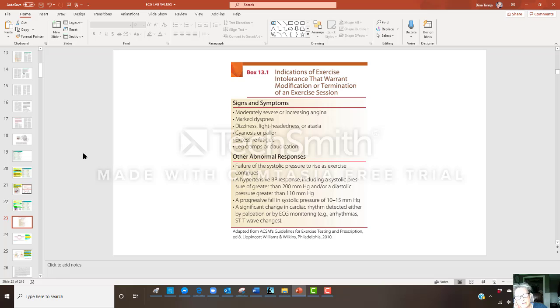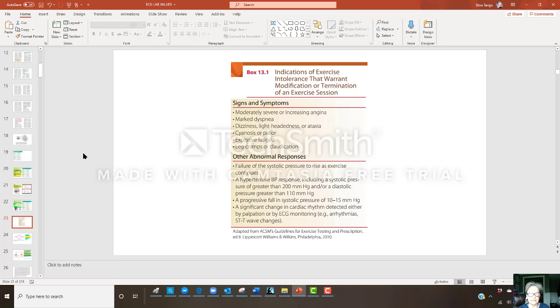Box 13.1, indications of exercise intolerance that warrant modification or termination of an exercise session. Signs and symptoms of moderately severe or increasing angina, marked dizziness, lightheadedness, or ataxia, cyanosis or pallor, which is blue or pale, excessive fatigue, leg cramps, or claudication.